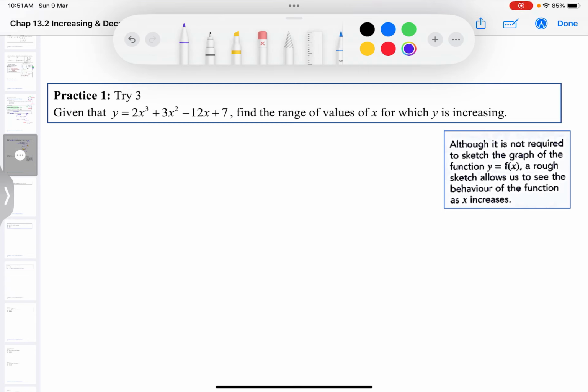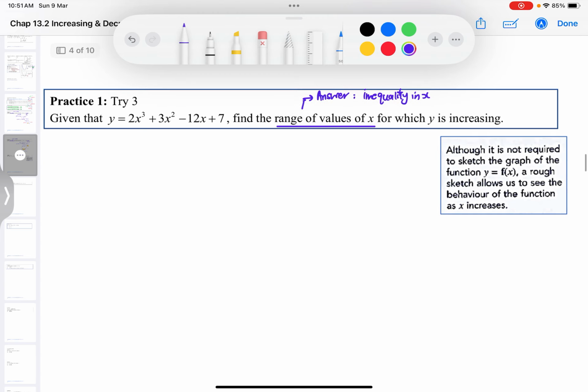Now we'll do practice question 1. Given that y equals 2x cubed plus 3x squared minus 12x plus 7, find the range of values of x for which y is increasing. Okay, so you're asked to find the range of values of x. So again, your answer is an inequality in x. And they're saying for which y is increasing.